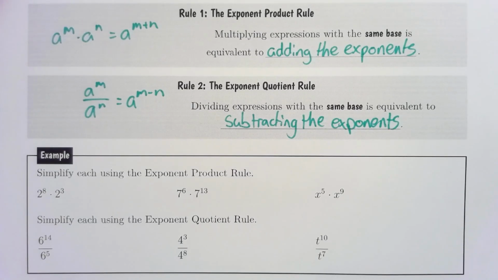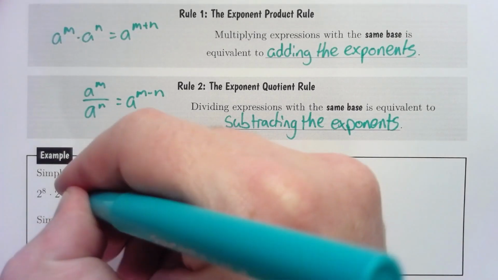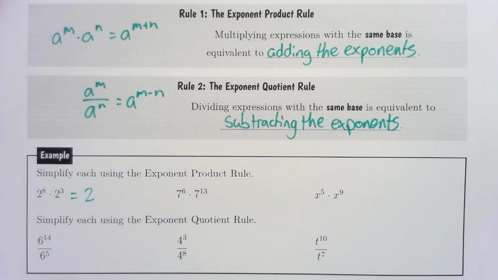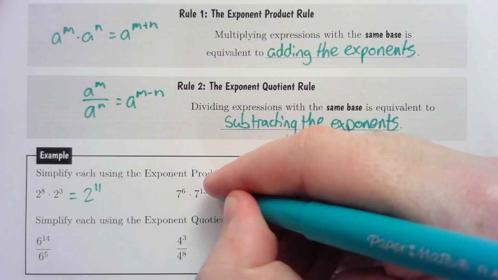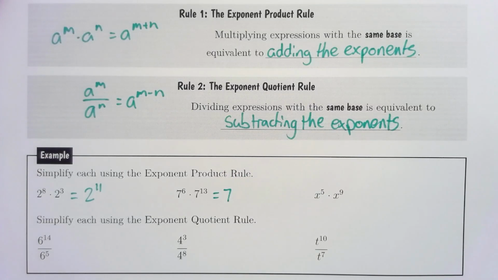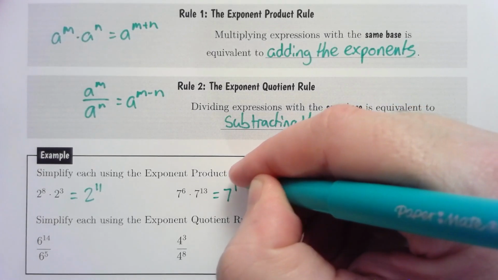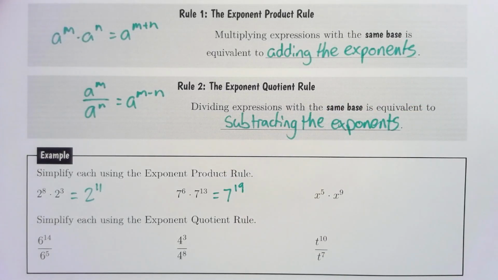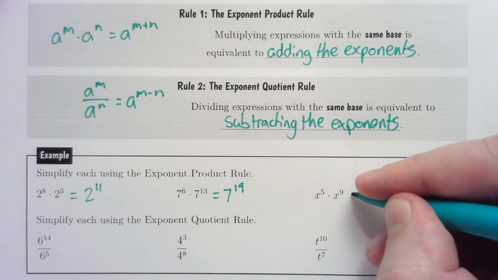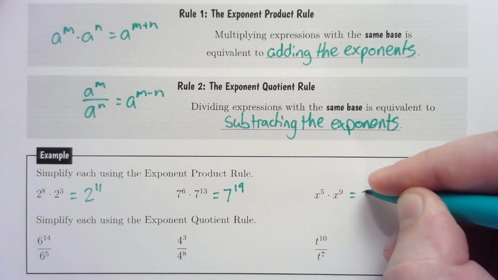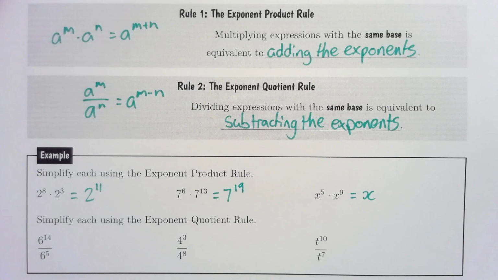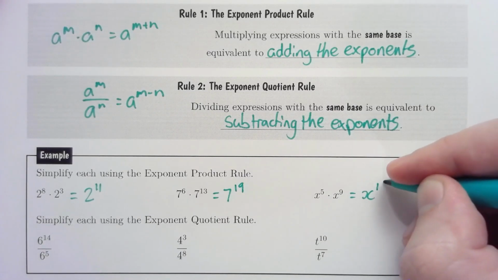So 2 to the power of 8 times 2 to the power of 3, same base, which means we can add the exponents, which is 11. 7 to the power of 6 times 7 to the power of 13, same base, so we can add the exponents to get 7 to the power of 19. x to the power of 5 times x to the power of 9. We have a variable instead of a number for our base, but it's still the same base, so it's x to the power of 14.